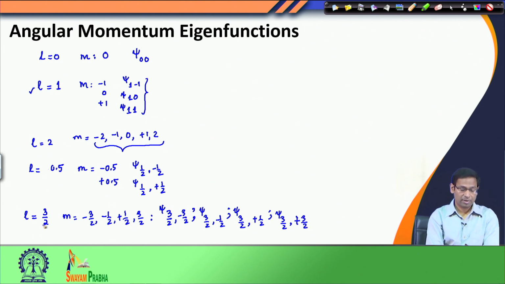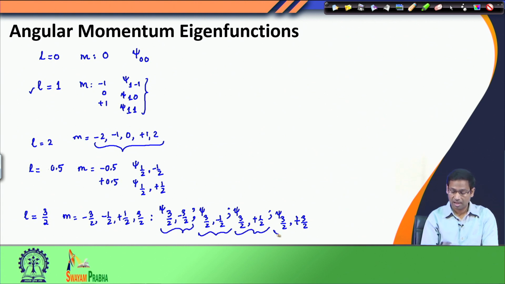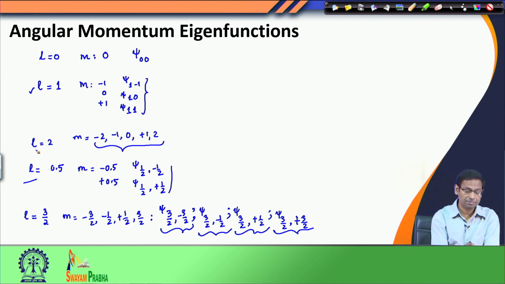So, I see that when L is 3 by 2, I have 4 different angular momentum eigenfunctions. You see I am getting 2L plus 1, which when L is 3 by 2 is 4. When L is half, 2L plus 1 is 2. So, therefore, I am getting 2 eigenfunctions of angular momentum. When L is 2, I am getting 5 angular momentum eigenfunctions. When L is 1, I am getting 3 eigenfunctions of angular momentum operator. So, now what we see is that we have different eigenfunctions coming from different values of L.